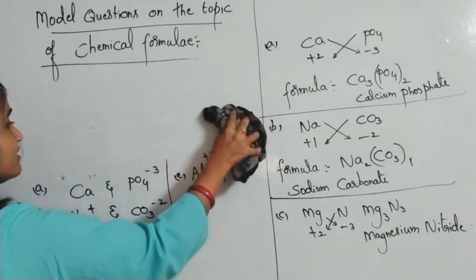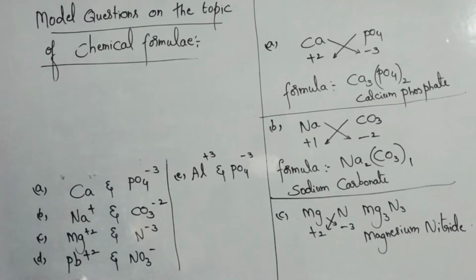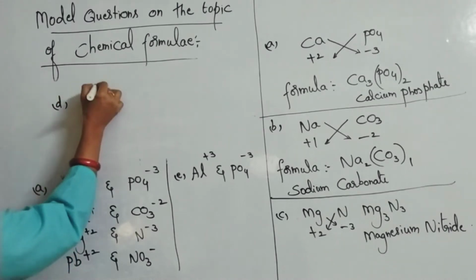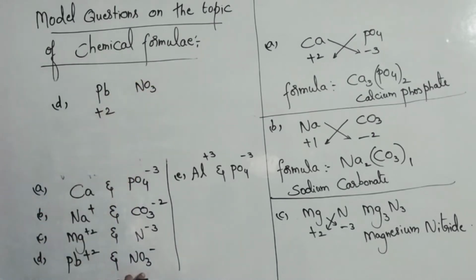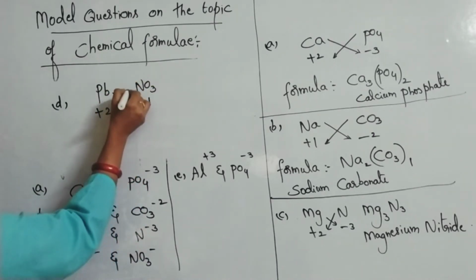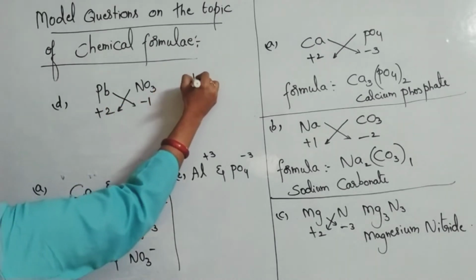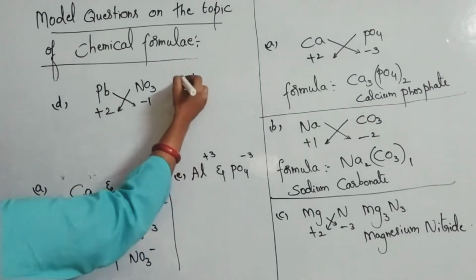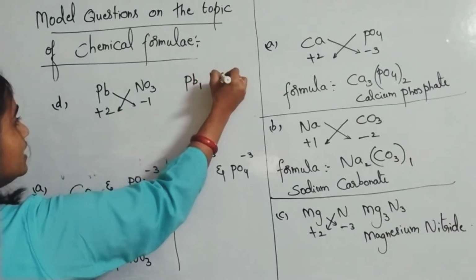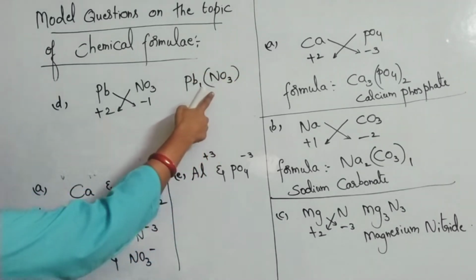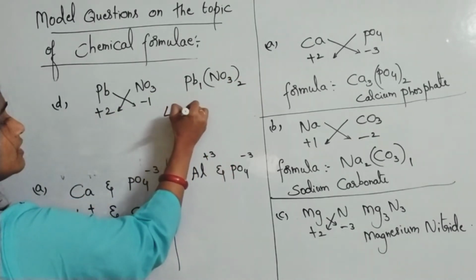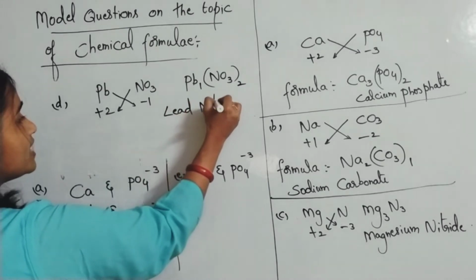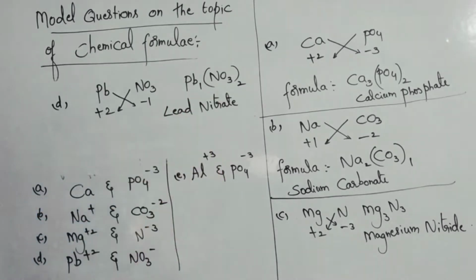Okay, lead nitrate, Pb(NO3) taken twice. Pb charge is given +2, nitrate charge is given -1. I said you to cross over the charges. Then the formula comes like Pb1, NO3 is a compound ion, so you have to keep that in brackets, taken twice. So what is the name of this compound? Lead nitrate.